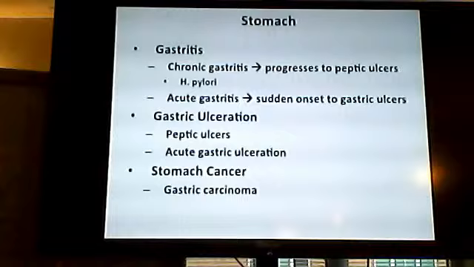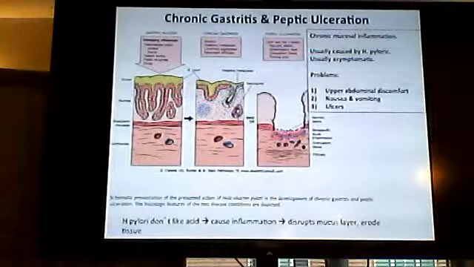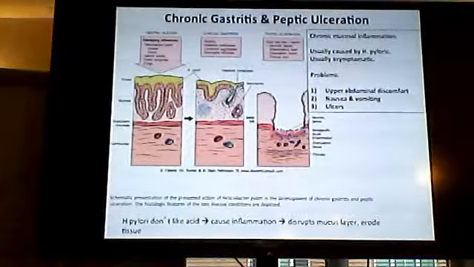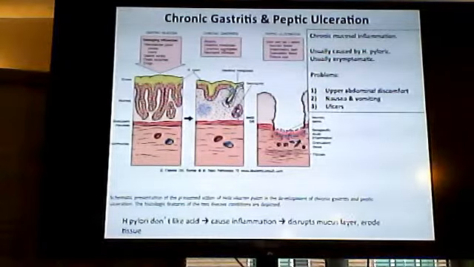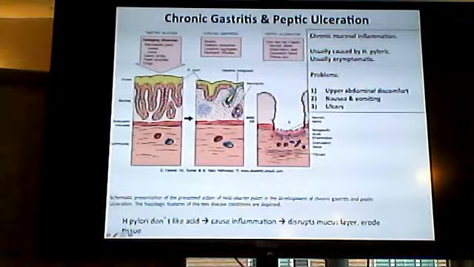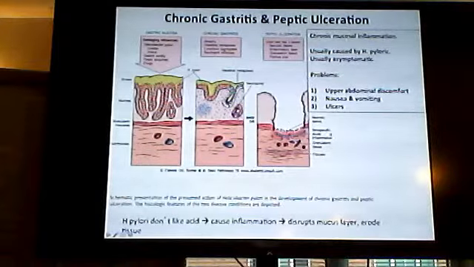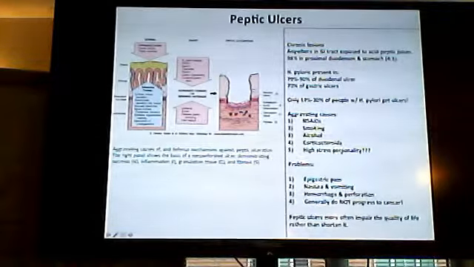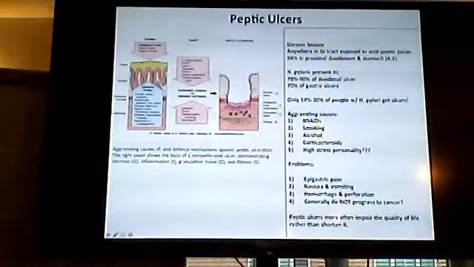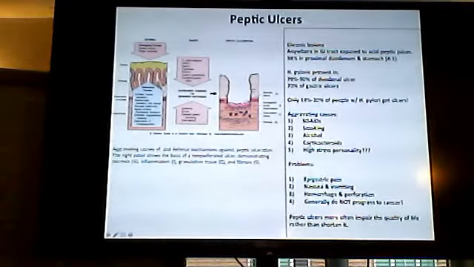Stomach, again, inflammation, ulcers, or cancer. So you can have inflammation of the stomach caused by H. pylori. This can chew out parts of your stomach mucosa, and eventually it can form peptic ulcers if very, very severe. Causes can be drugs, like NSAIDs, smoking, alcohol, things like that.